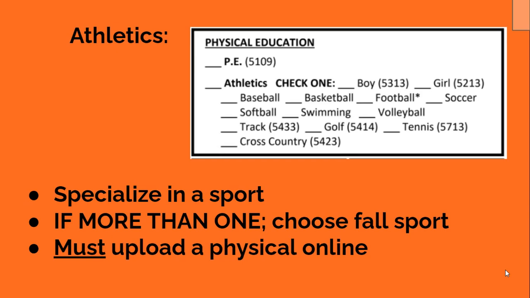If you have not taken a PE class up to this point, you're going to select PE up at the top, 5109. If you are going to play a sport, we just ask that you check off the fall sport that you're going to play. Remember that you must upload a physical online in order to participate in athletics.